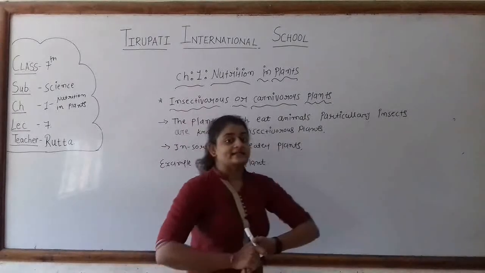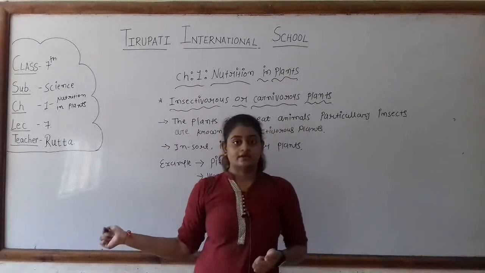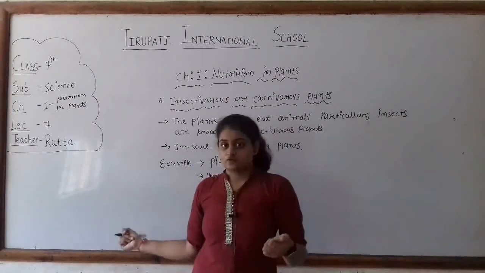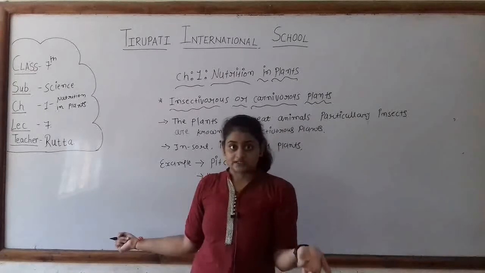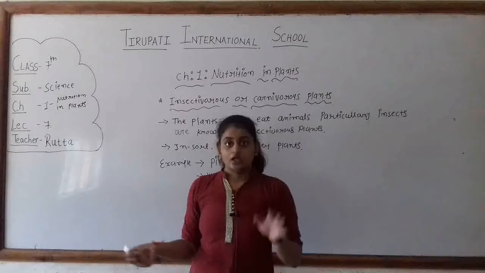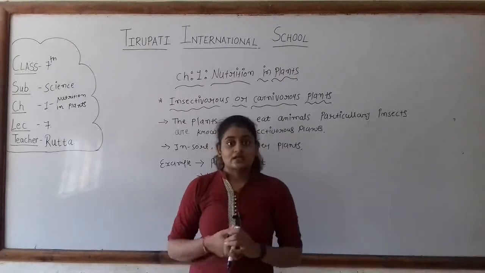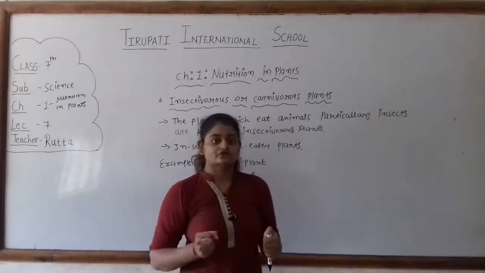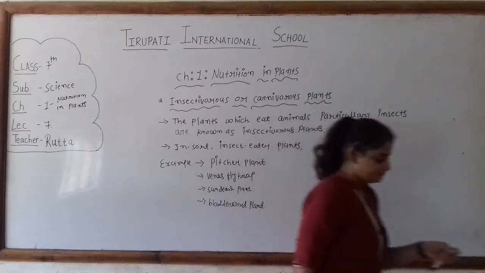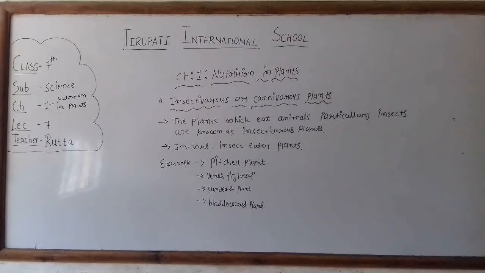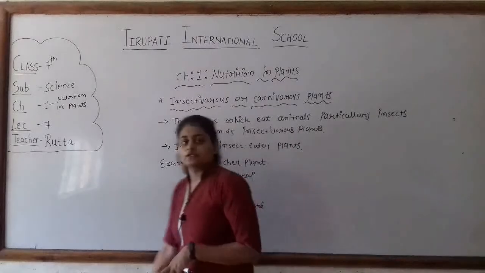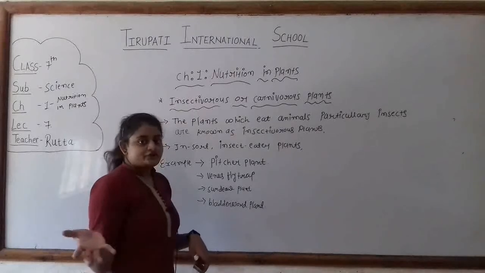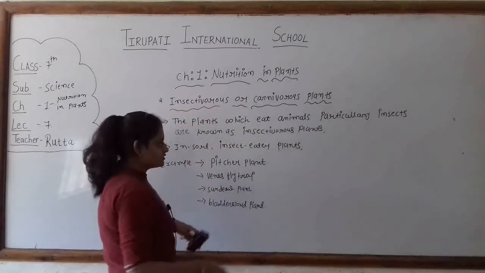You can go on Google and type these words. You can see pictures of these insectivorous plants and how they grab insects as their food. You can watch videos in which these plants grab insects as their food. So in short, the plants which use insects as their food are known as the insectivorous or the carnivorous plants.